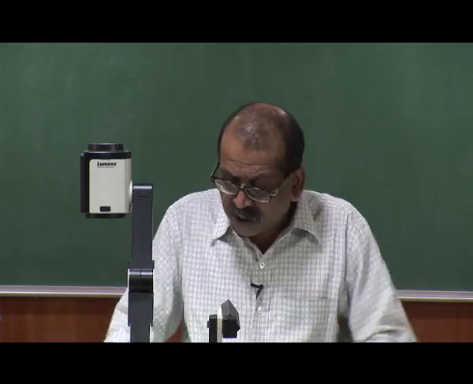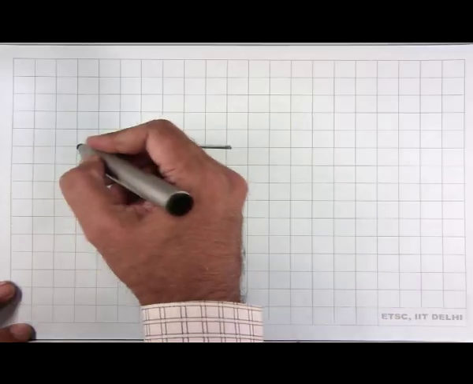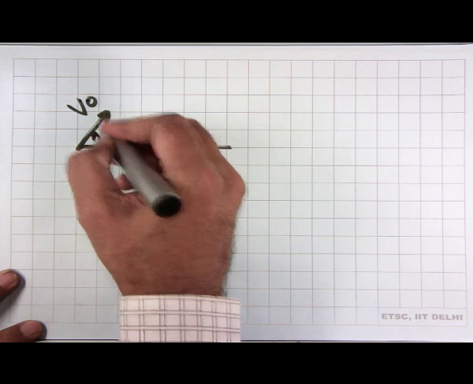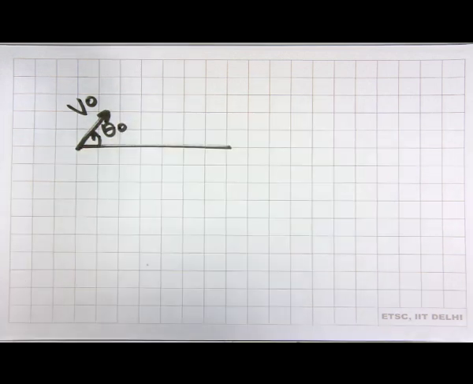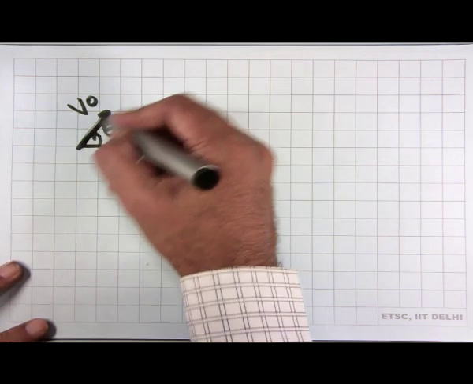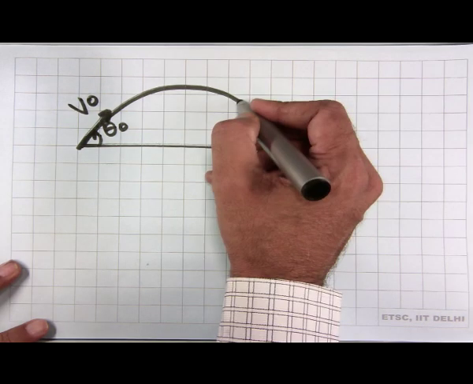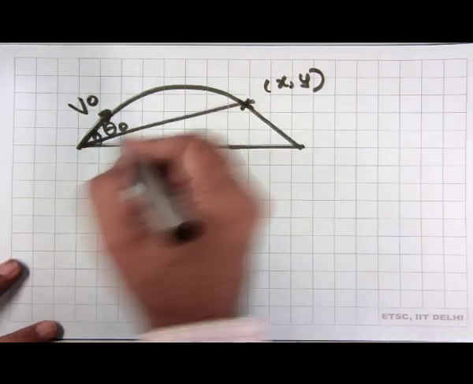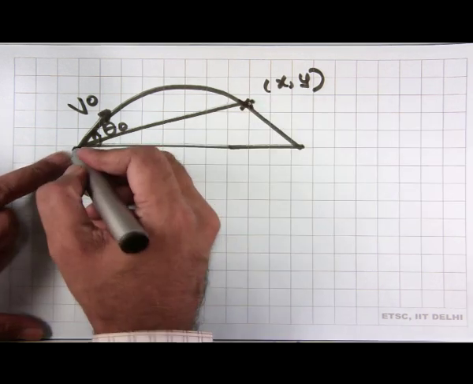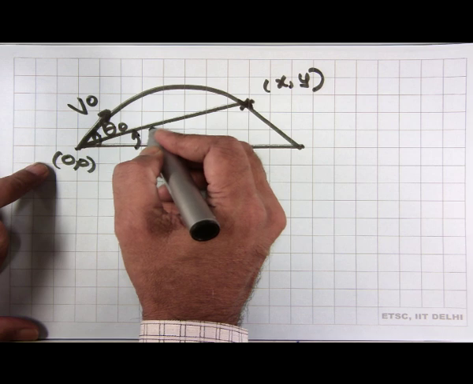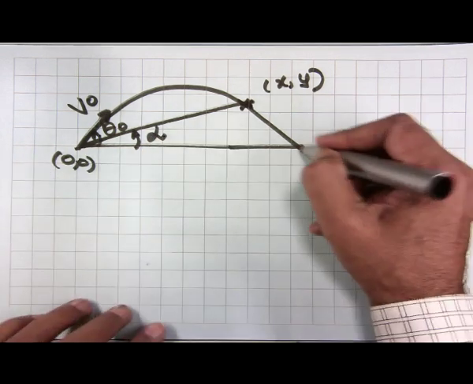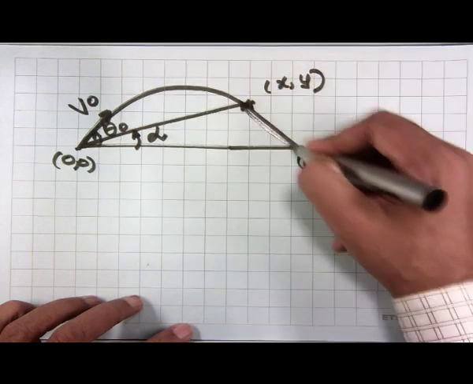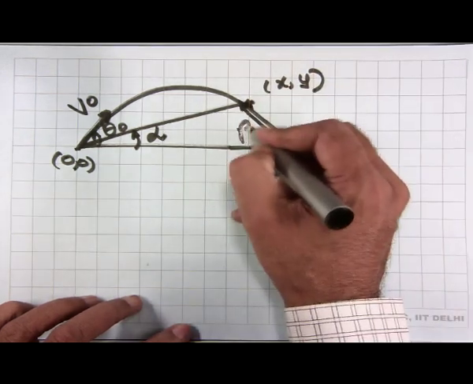So for example, let us solve a problem. What is given is that a projectile is released with a velocity v0 at angle theta 0 as we have specified, and during its path of motion at any position x comma y, the angle which the projectile makes with the origin, the starting point, is alpha, and if this is the end point R, if I join this with a straight line, this angle is beta.